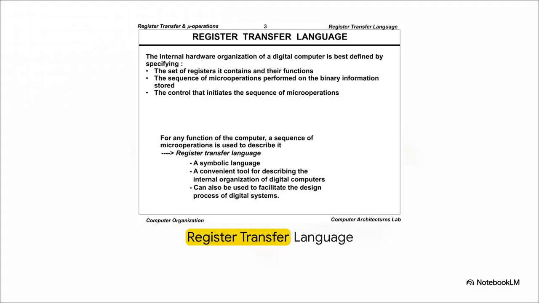Answering question 5b starts right here with Register Transfer Language, or RTL. RTL is a symbolic language and a super convenient tool used to describe the microscopic clock-by-clock operations of the computer. It's how we express the internal hardware organization by specifying the precise sequence of microoperations performed on binary information.